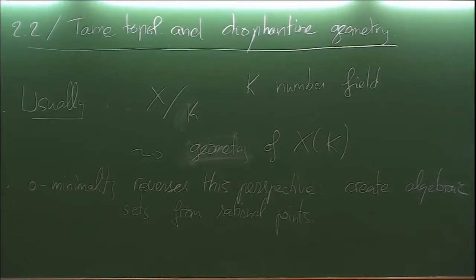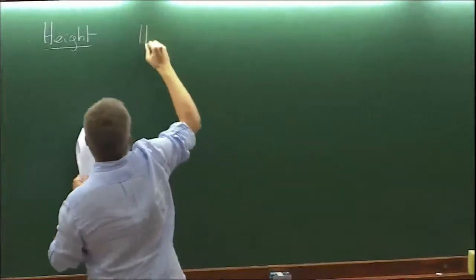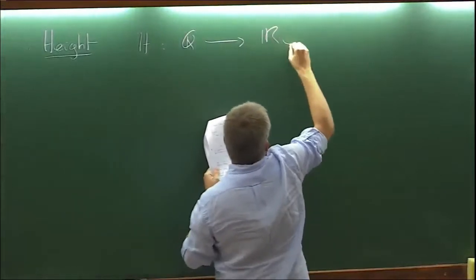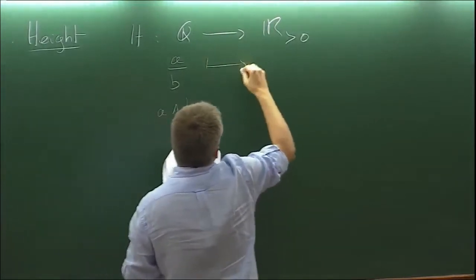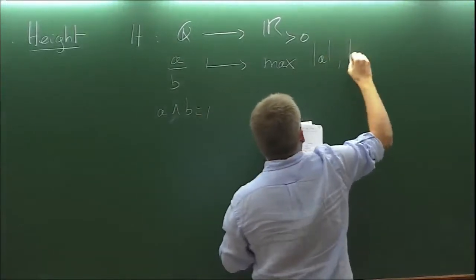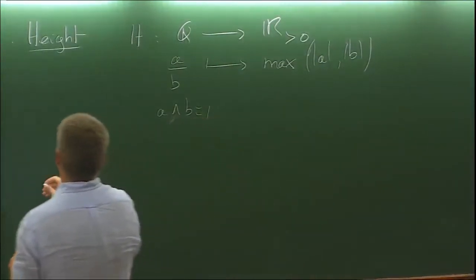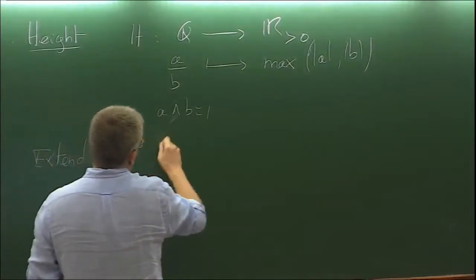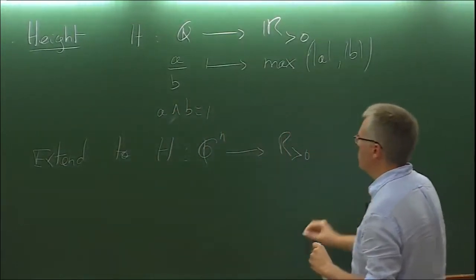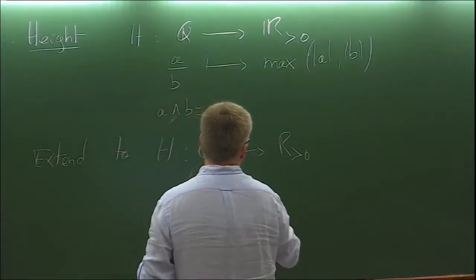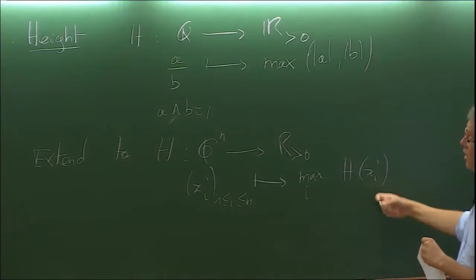I will need to recall the classical notion of height. So what is a classical height function? Well, you start by defining it over Q. If you take a rational number a over b, where a and b are relatively prime, then you associate the max of a and b. You are just measuring the complexity of your rational number. So you extend this to Q to the n component by component: take the max over each component of the height of your rational numbers.